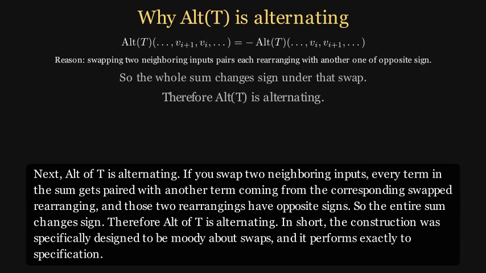Next, alt of t is alternating. If you swap 2 neighboring inputs, every term in the sum gets paired with another term coming from the corresponding swapped rearranging, and those 2 rearrangings have opposite signs. So the entire sum changes sign. Therefore alt of t is alternating. In short, the construction was specifically designed to be moody about swaps, and it performs exactly to specification.